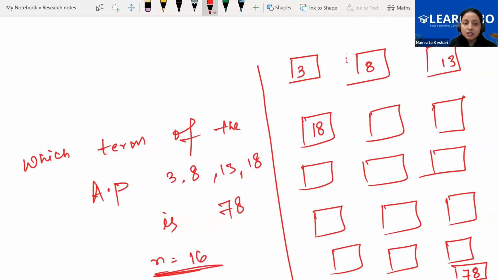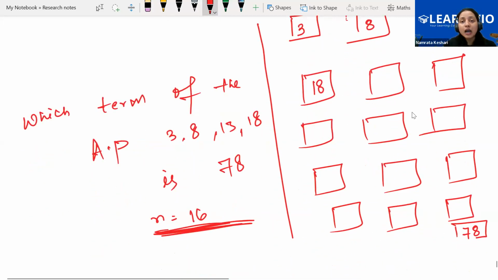With this information, with just this n, can we say total 16 terms are there? If you see the right-hand side of the screen, can we say total 16 terms are there? Count it: 1, 2, 3, 4, 5, 6, 7, 8, 9, 10, 11, 12, 13, 14, 15, and at the 16th place 78 is sitting. So total 16 terms are there. Can we say? Yes or no?